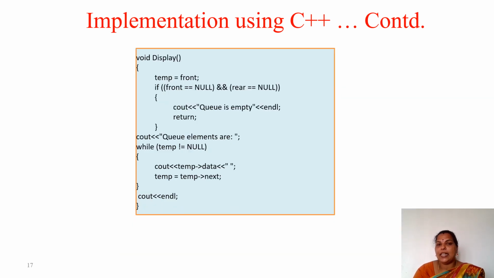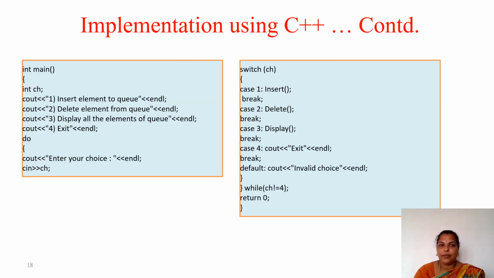Then in display here we are checking that temp equal to front. We are assigning front to the temp, and we are checking that front equal to null and rear equal to null. If this is the case, there is no element in the linked list, so queue is empty. Otherwise, we are checking while temp not equal to null. Up to that, we have to display all the elements in the linked list. So this is the main function using C++.